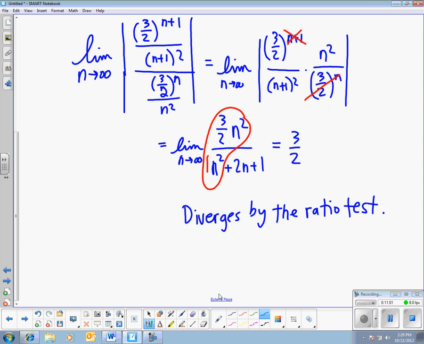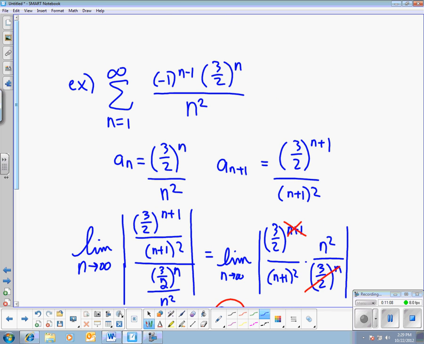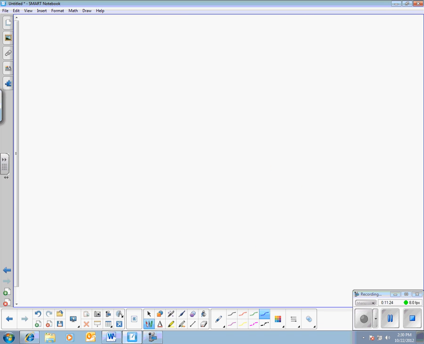And I don't want you to think that I'm going to make you do tests that aren't necessary. If I gave you this and just said, does this series converge or diverge, I would be absolutely thrilled if you said, this thing diverges because of the nth term test. The top dominates, so the terms don't go to 0, so therefore it diverges. But again, this was just for the sake of using the test. Let's try another example of the ratio test.